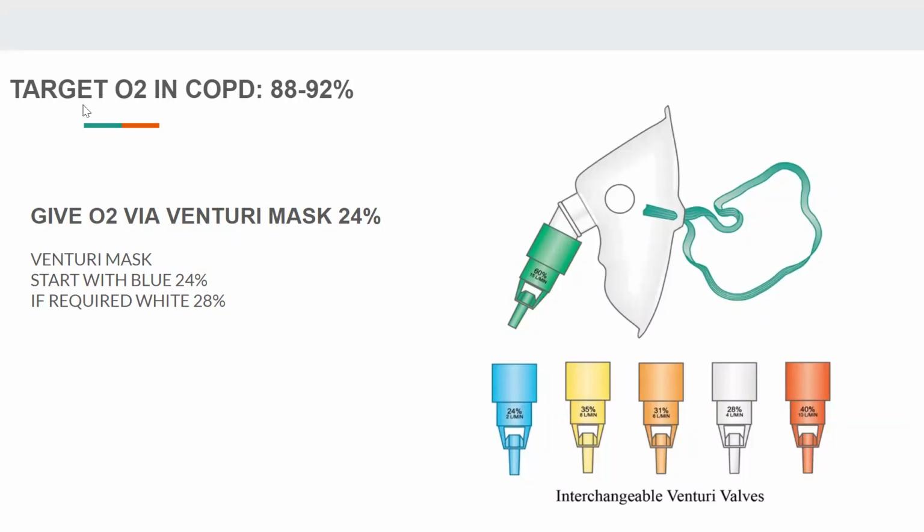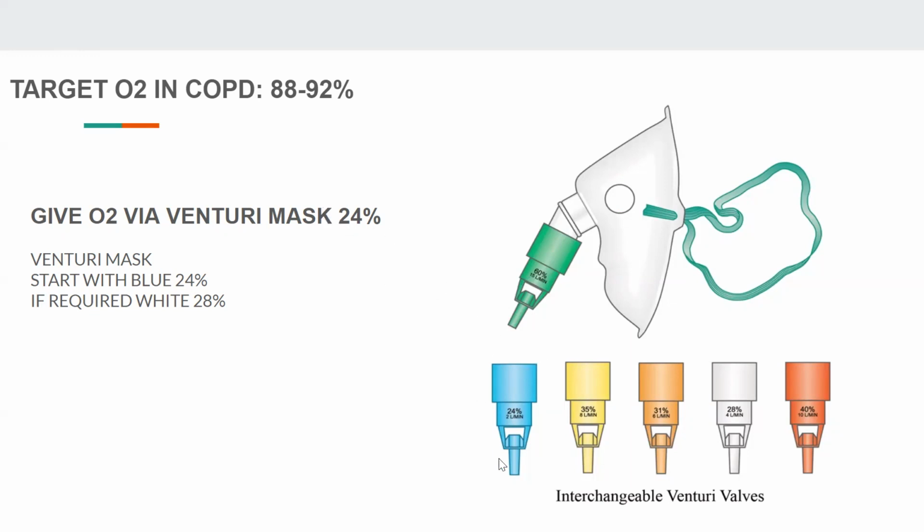In case of COPD, what is the target oxygen saturation that we want to achieve? It's 88 to 92%. Okay, that's very important to keep in mind. And how to give the oxygen? In COPD, we will give oxygen by venturi mask. A venturi mask looks like this, and this is the flow rate device. So we will start from 24%.